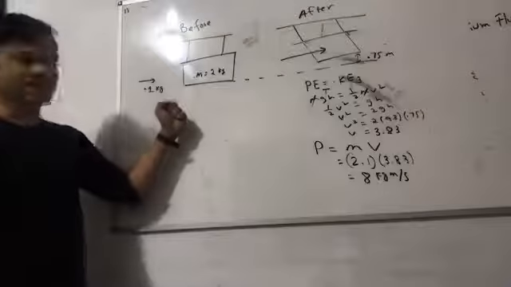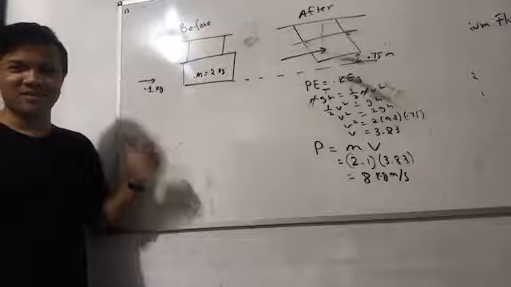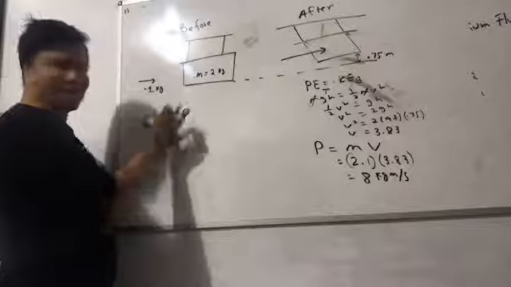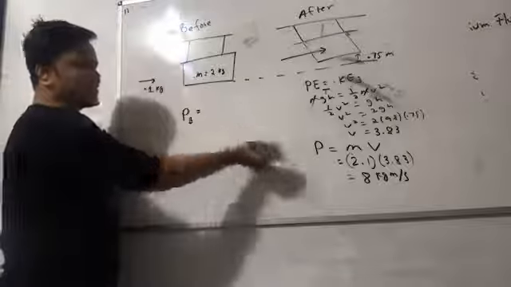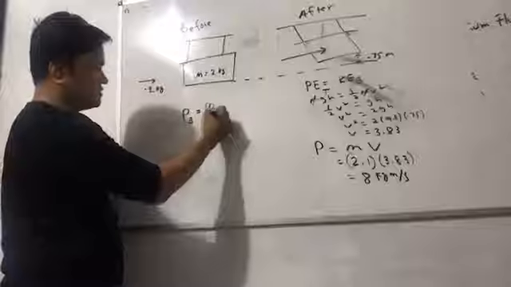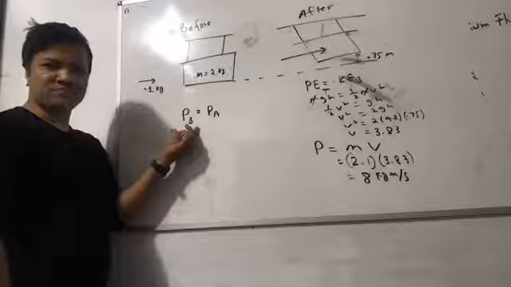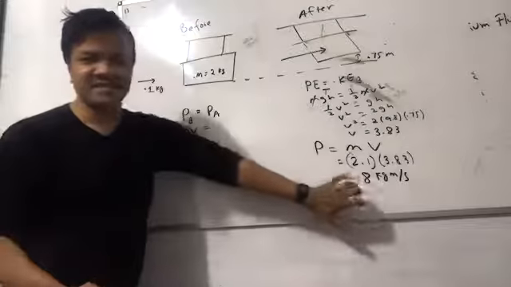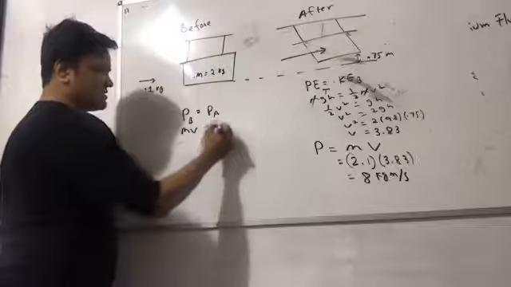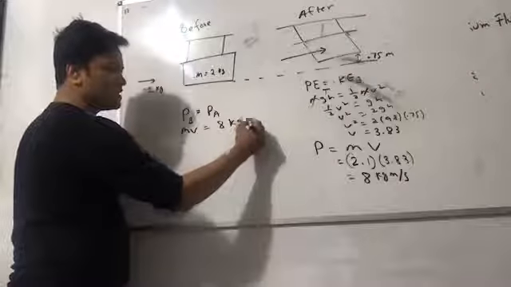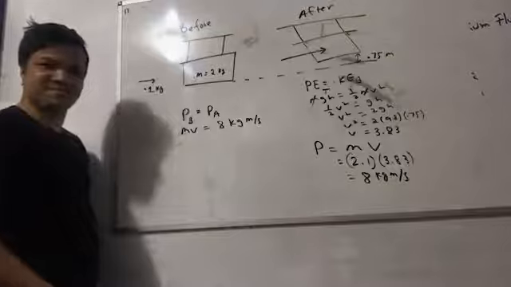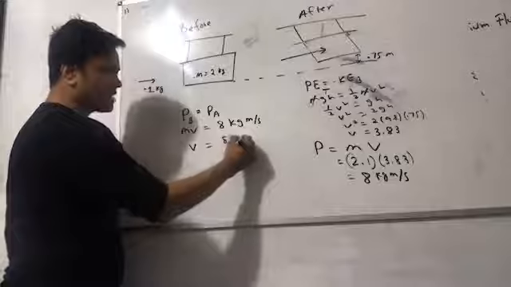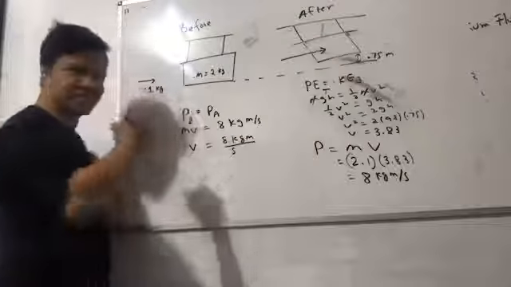Now we can use that to find the velocity of the bullet. How can you do that? You can say momentum before is equal to momentum after. What is momentum before? Momentum before is mv. What is momentum after? 8 kilogram meter per second. So m times the velocity of the bullet is 8 kilogram meter per second.